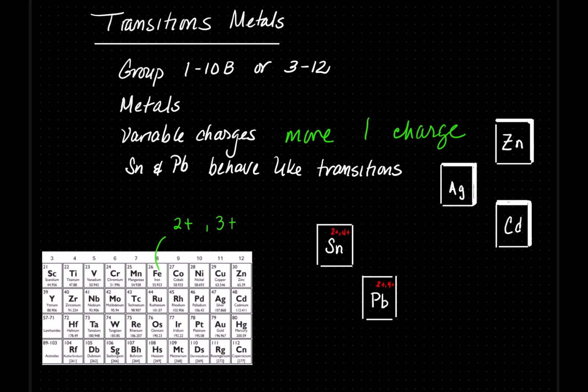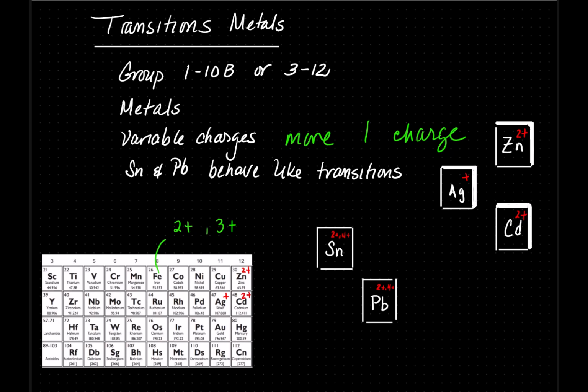However, there are some exceptions to the rules in which you have to remember. Most of the elements will have more than 1 charge, but there are some exceptions. These you need to memorize. Zinc has a charge of 2 plus, silver has a charge of 1 plus, and cadmium has a charge of 2 plus. It is best that you write it on your periodic table so you know it. There is another set of exceptions, which I mentioned earlier. Tin and lead, even though they are in the carbon family, will behave like transition metals. They tend to be 2 plus or 4 plus in charge.